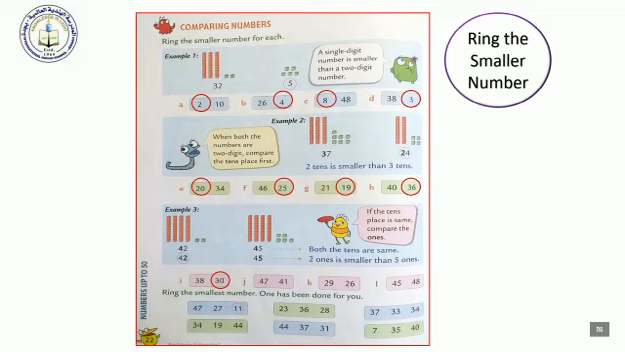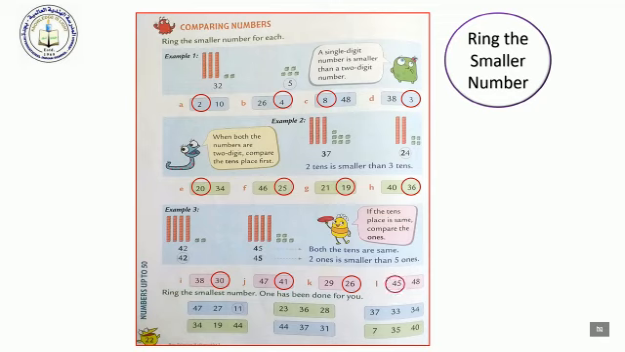Now let's move on to the next and check the numbers. Again we have 47 and 41. The tens place of both the numbers is the same. Now let's check their ones place. We have 7 ones in 47 and 1 one in 41. So which is the smaller number, children? Yes, 1 is smaller than 7. So number 41 is smaller than 47. Now children, check the other numbers and circle the smaller ones.